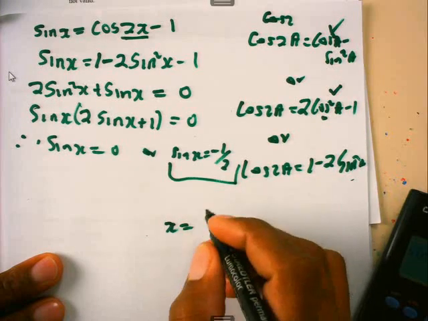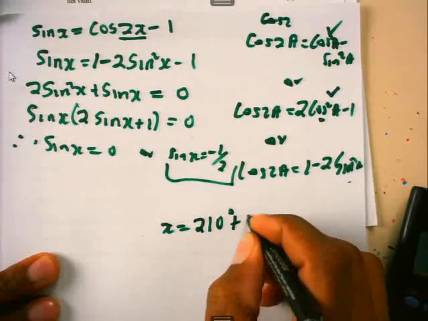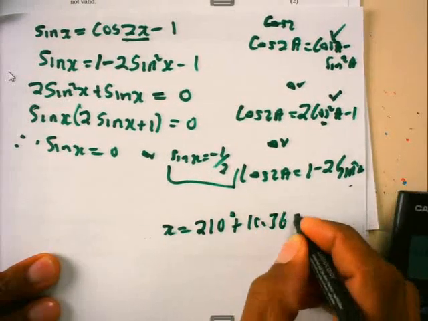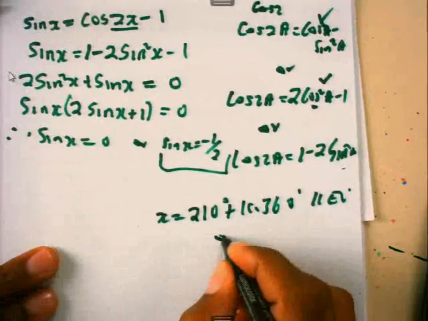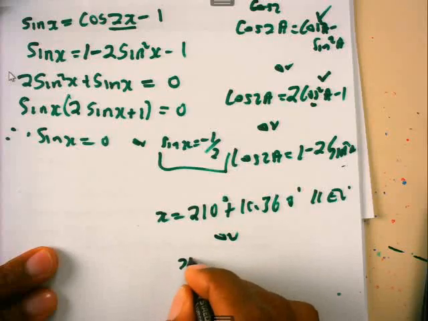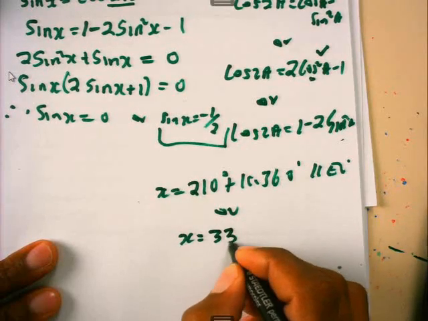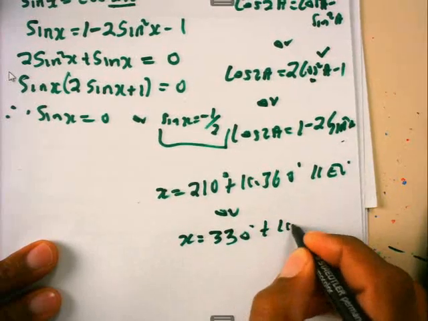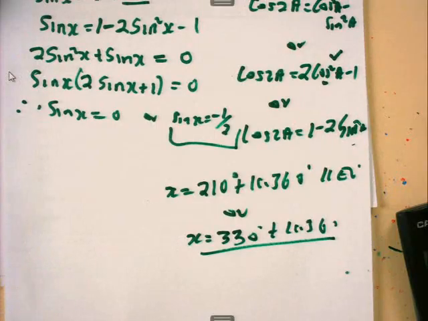Then it means your final solutions are x is equal to 210 plus k times 360 degrees, where k is an element of the integers. Or the other one there is what? x is equal to 330 degrees plus k times 360. These are your final answers, right?